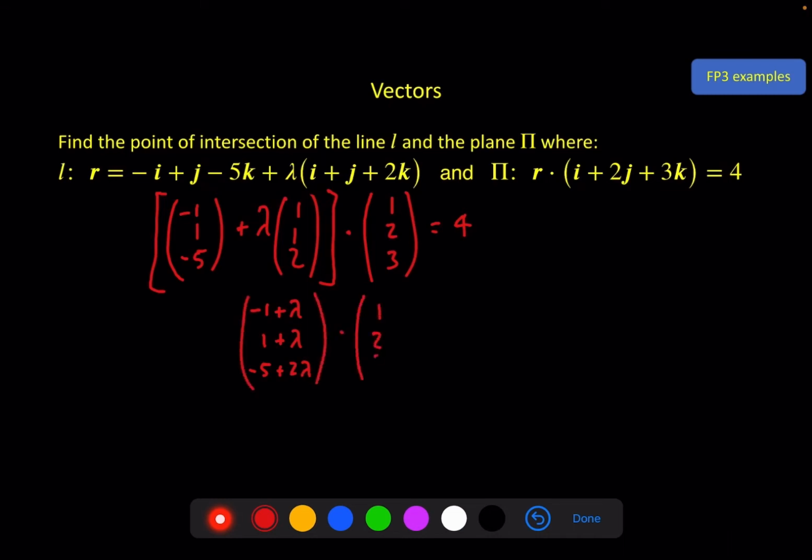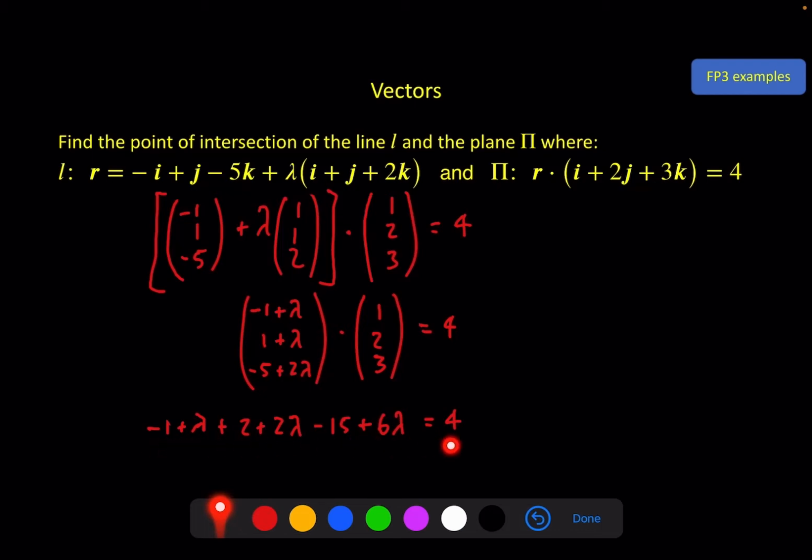Dot that with (1, 2, 3) and follow the usual dot product rules. So we do this times this and so on. So we get -1 plus lambda times 1, plus 1 plus lambda times 2, so that's 2 plus 2 lambda, plus -5 plus 2 lambda times 3, so we've got -15 plus 6 lambda, and all of that must equal 4.